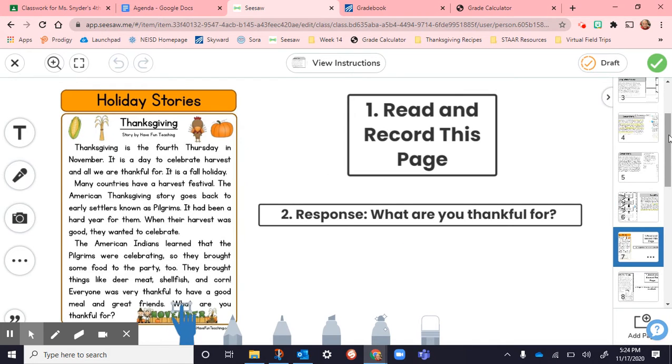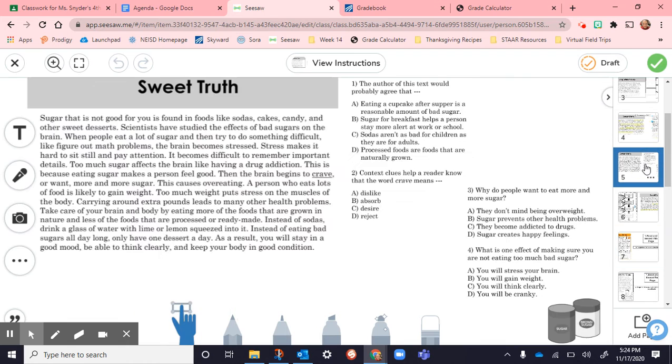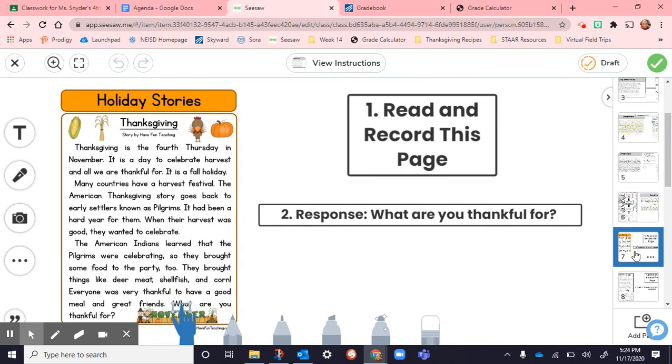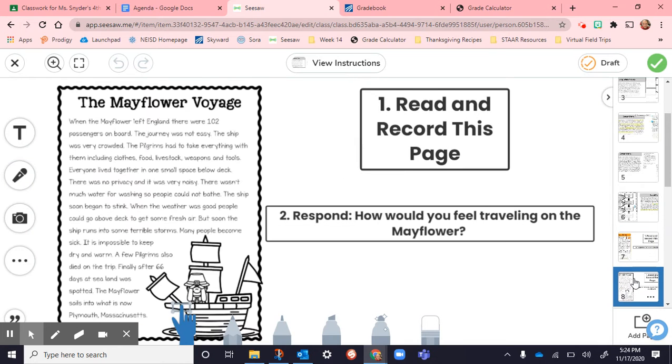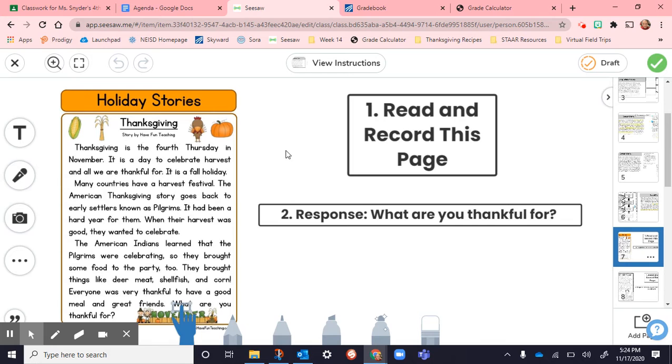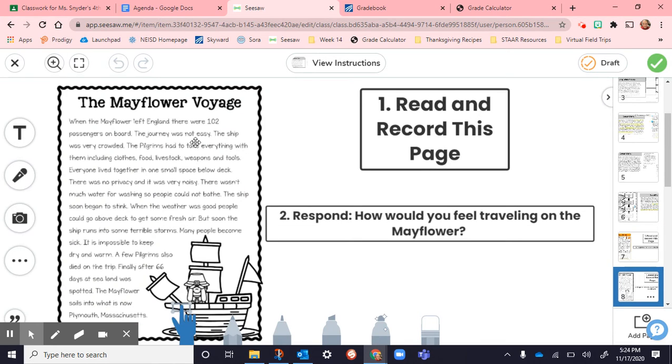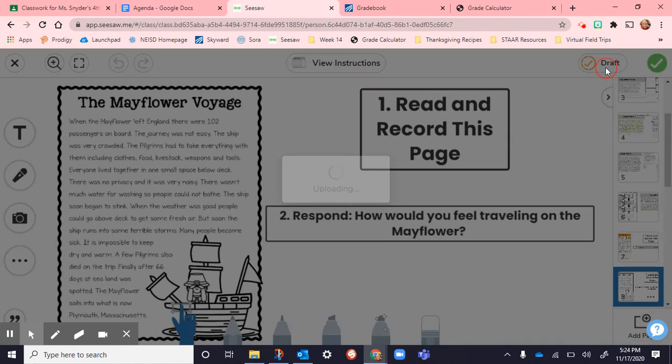And then for independent work, students had page 5, page 7, and page 8. So 5, 7, 8. And on 7, they're just reading this passage and recording what they're thankful for. And then they're reading this passage and recording how they would have felt traveling on the Mayflower. And then they need to draft that to save their work.